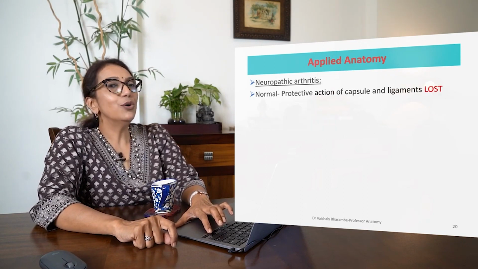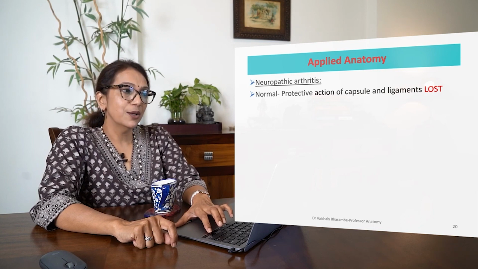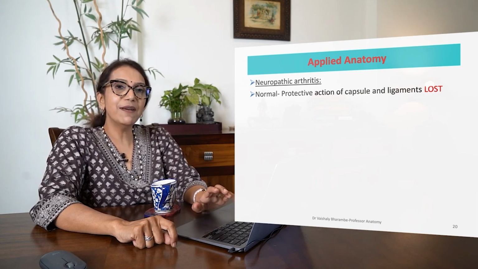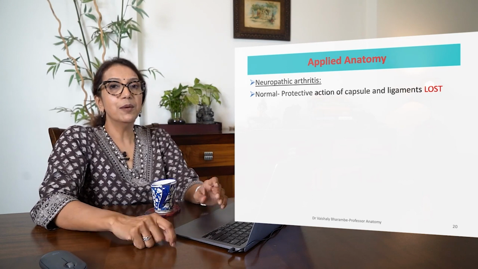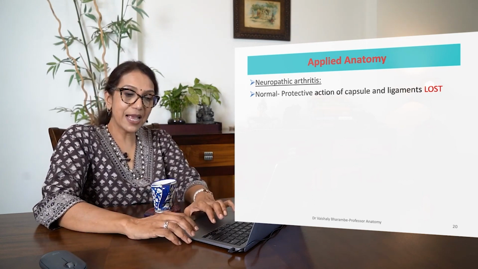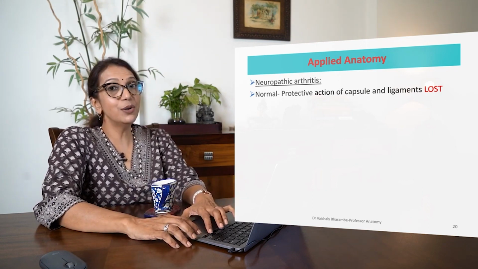Let's talk about something called neuropathic arthritis. Okay, normally protective action of capsule and ligament protects the joint. When this action is lost, when will you see it lost?